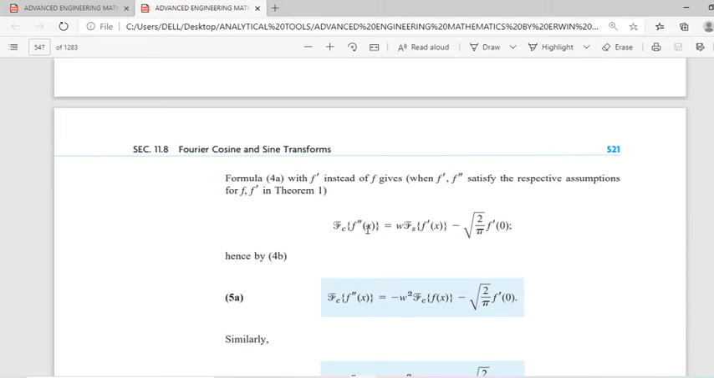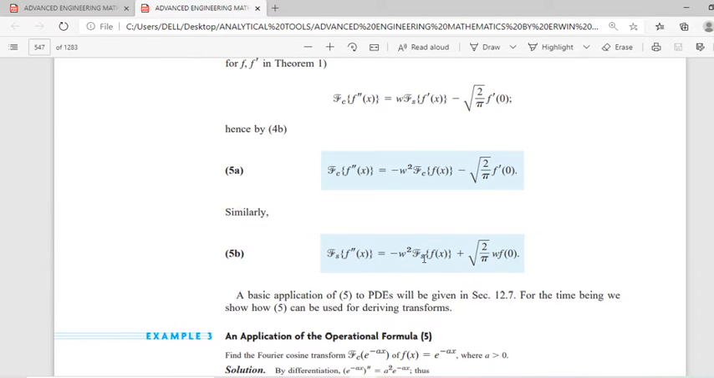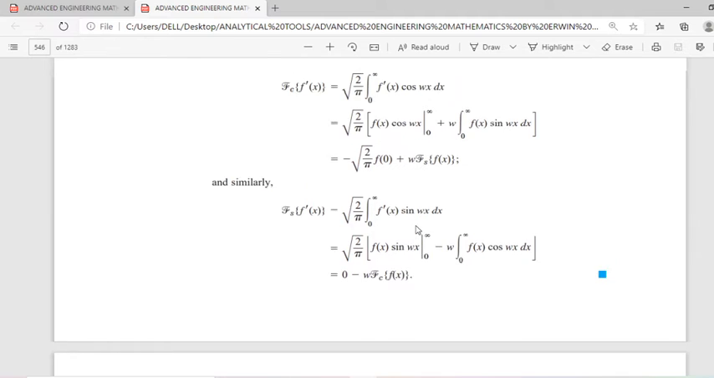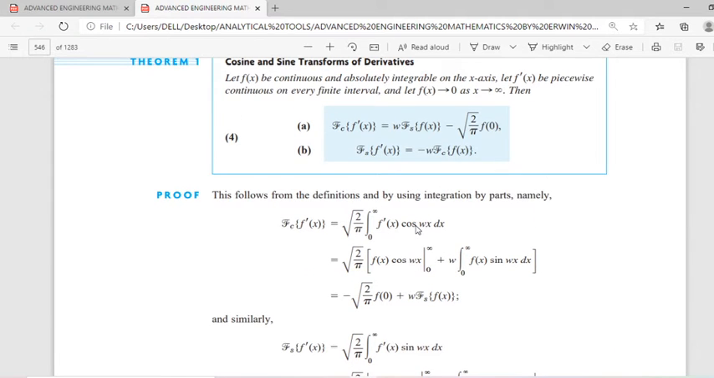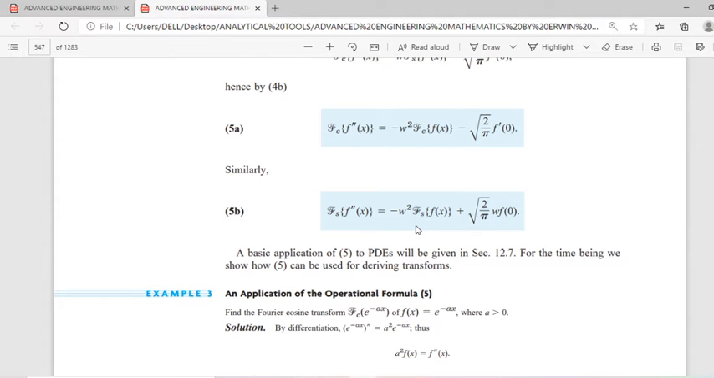It is the Fourier sine transform of the second derivative. We can iteratively compute this Fourier cosine transform and the Fourier sine transform for the second derivative, because instead of the first derivative we consider the second derivative. So instead of the function we consider the first derivative and put that relation, put the formula in the equation for a and b, and you will get the result 5a and 5b. Okay.